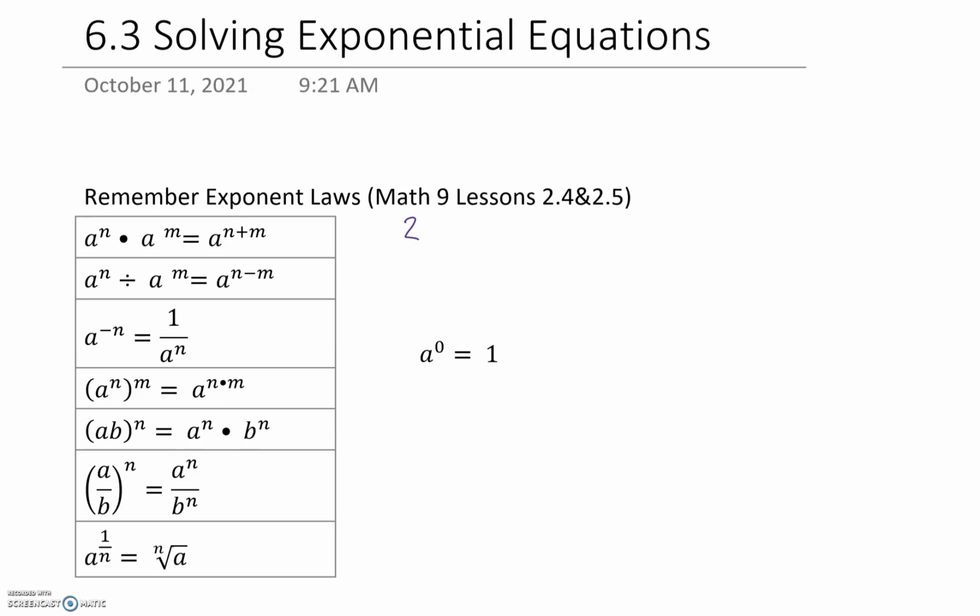Each one of these tells us how, but just as an example, if you have 2 squared times 2 squared, that would be 2 to the 4. So you just add the exponents. Whereas if you had 2 cubed divided by 2 squared, that is 2 to the 1, so you're subtracting. 2 to the negative 3 would be like writing 1 over 2 to the 3. 2 squared to the exponent 3 is the same thing as writing 2 to the 2 times 3, so that would be 2 to the 6.